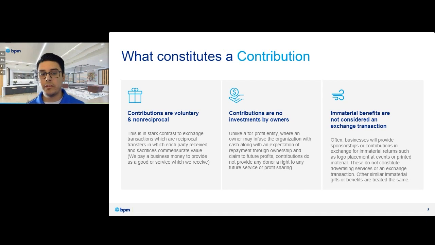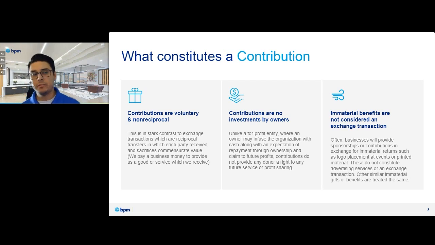Another important factor is contributions are not investments by owners. Unlike, again, a for-profit entity, where an owner may infuse an organization with cash, along with the expectation that they're going to be repaid, either through future profits or by receiving a percentage of ownership of that business or entity. Again, nothing is being returned to the individual providing this donation.